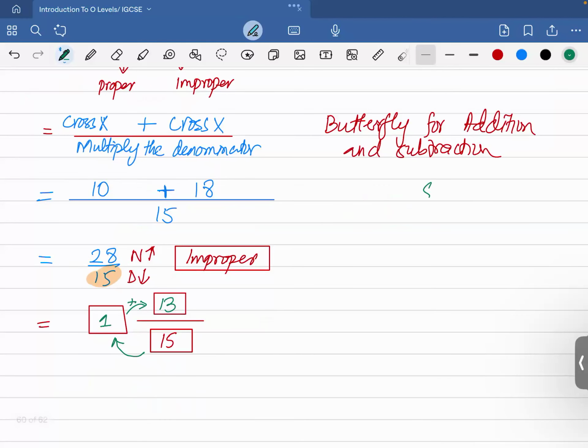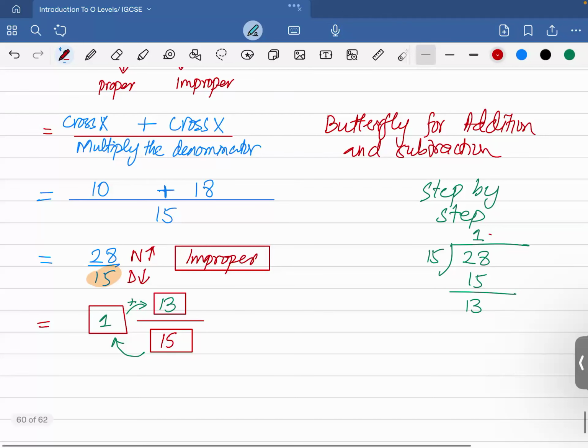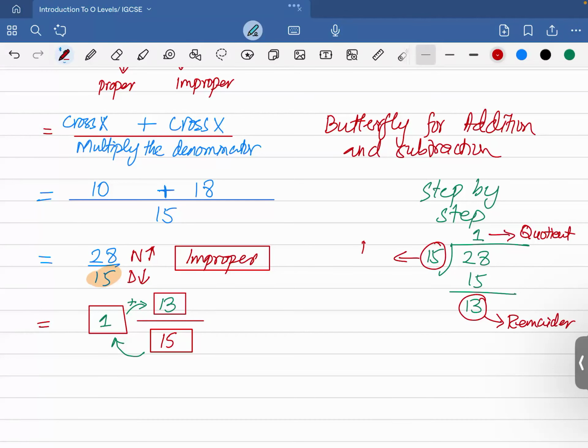So the step-by-step procedure is that you have to divide 28 by 15. 15 times 1 is 15. Agree? Yes, sir. I'm left with 13. In math, beta, this one is your quotient. This 13 is your remainder. And this 15 is your divisor. Is this clear? Yes, sir.